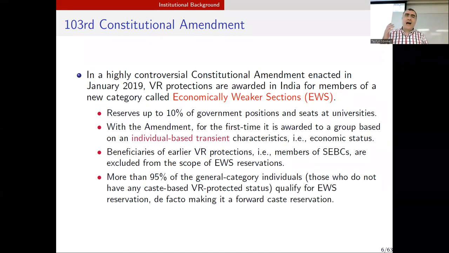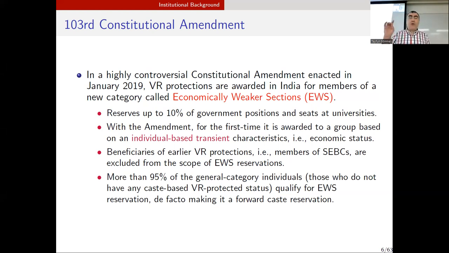So in a highly controversial amendment in January 2019, vertical reservations are awarded for members of a new category called economically weaker sections, EWS. Basically, now there is another vertical reservation up to 10% for poor people. But the criteria are such that more than 95% of the general category individuals qualify for it. So essentially, pretty much everybody who didn't have vertical protection is now qualified for this new one.